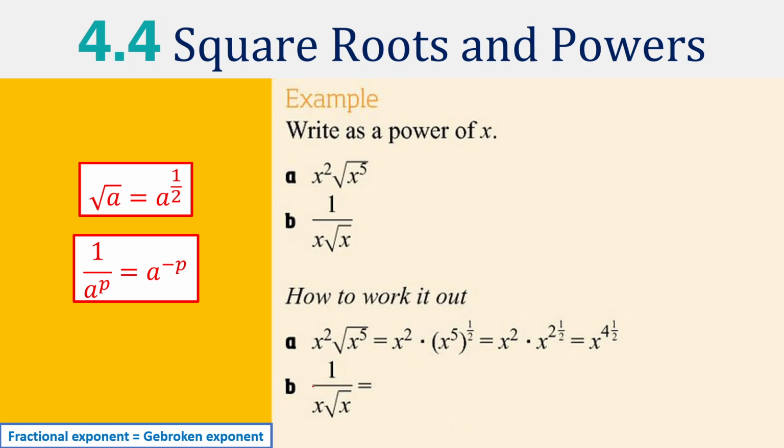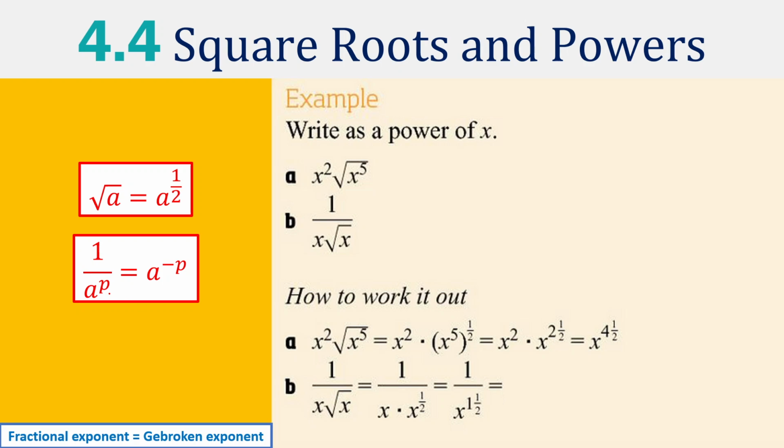Here, I think I first want to convert x root x to something to the power of x. Remember, root x is just x to the power of a half. X times x to the power of a half. Here you can say there's a 1. So x to the power of 1 times x to the power of a half is actually x to the power of 1.5.